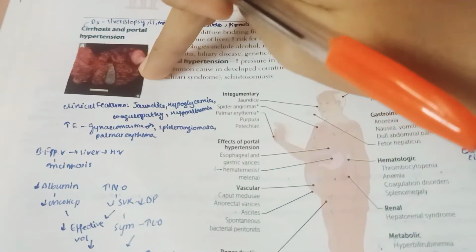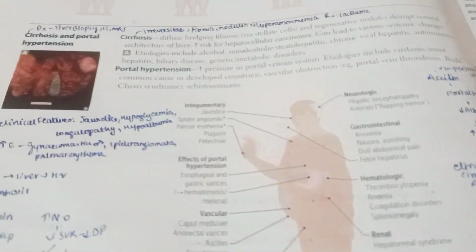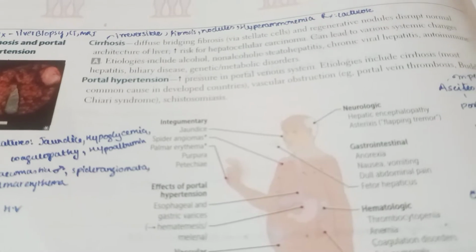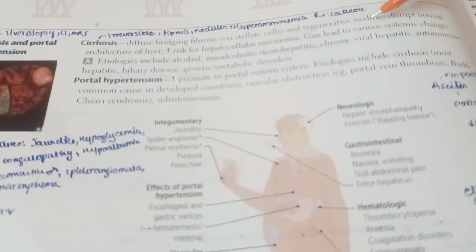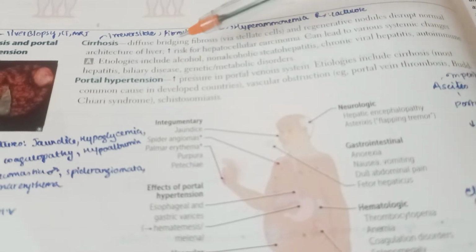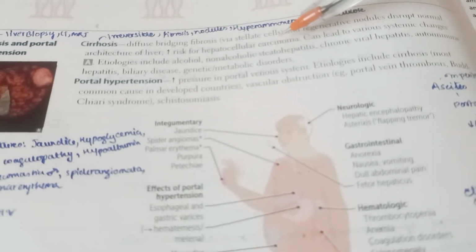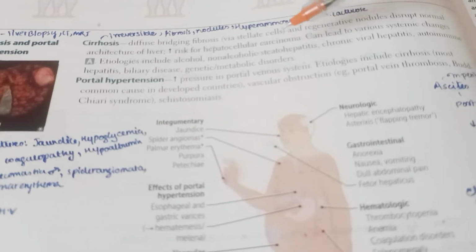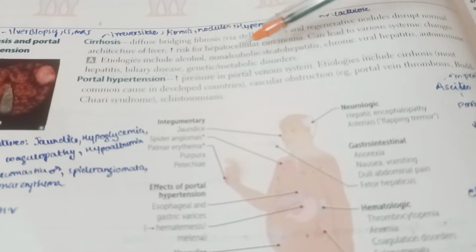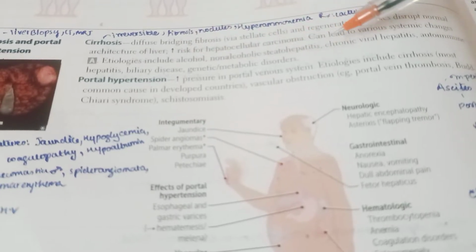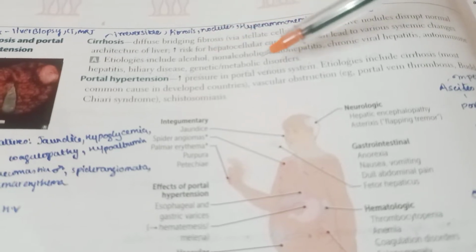As the liver undergoes cirrhosis, there is an increase in portal hypertension. You can see diffuse bridging fibrosis by stellate cells. Regenerative nodules disrupt the architecture of the liver. There is increased risk of hepatocellular carcinoma, and many systemic changes. Causes are alcohol, non-alcoholic steatohepatitis, viral hepatitis, autoimmune hepatitis, biliary disease, and genetic metabolic disease.